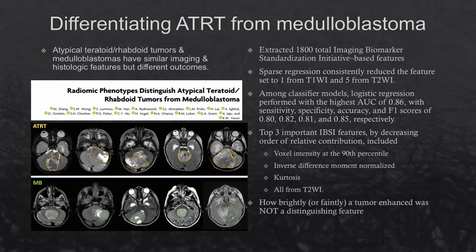So basically you can use a T2 weighted image to try and differentiate ATRT from medulloblastomas. And most importantly, they found that how brightly or faintly a tumor enhanced was not a distinguishing feature between these two tumors, which is contrary to what many of us think if you look with the human eye.